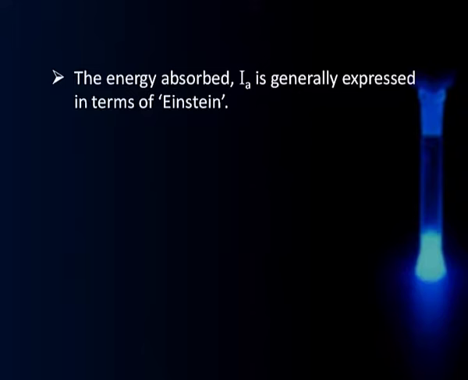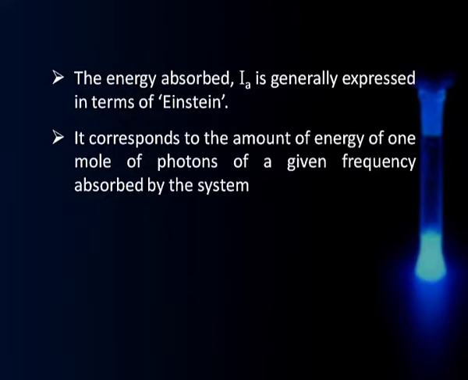Typically, in the context of photochemistry, this energy absorbed, that is IA, is generally expressed in terms of a quantity called Einstein. Einstein is actually the quantity of absorbed radiation. What does it mean? Let us have a brief look at it. Basically, 1 Einstein of energy corresponds to the amount of energy of 1 mole of photons of a given frequency absorbed by a system. Suppose there is 1 photon, say a 500 nanometer photon. You can work out E is equal to h nu or h c by lambda, and so the energy of 1 photon.